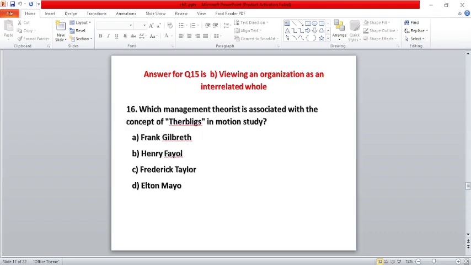Question number 16. Which management theorist is associated with the concept of turbulence in motion study? A. Frank Gilbert. B. Henry Fayol. C. Frederick Taylor. D. Elton Mayo. Okay, the answer for this question is Frank Gilbert.